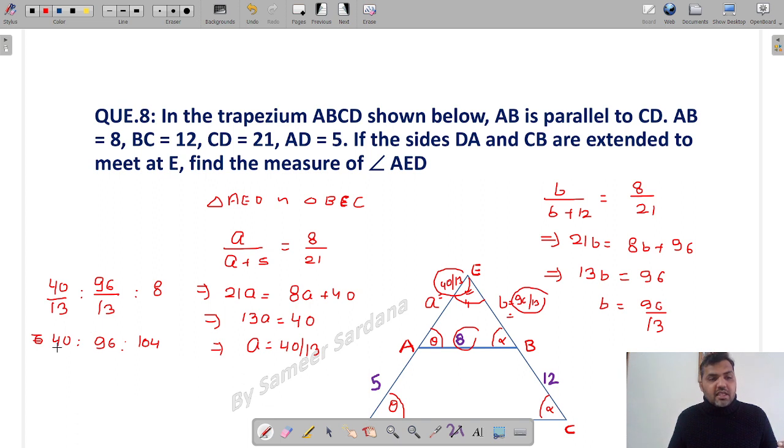Now this is getting cancelled at 8. Now 8 into 5, 8 into 12, 8 into 13. Now this 5, 12, 13, you can see that if the sides of a triangle are in the ratio 5, 12, 13, this is giving us a triplet. A triplet means the triangle AEB would be a right angle triangle at E, because the largest side is AB.